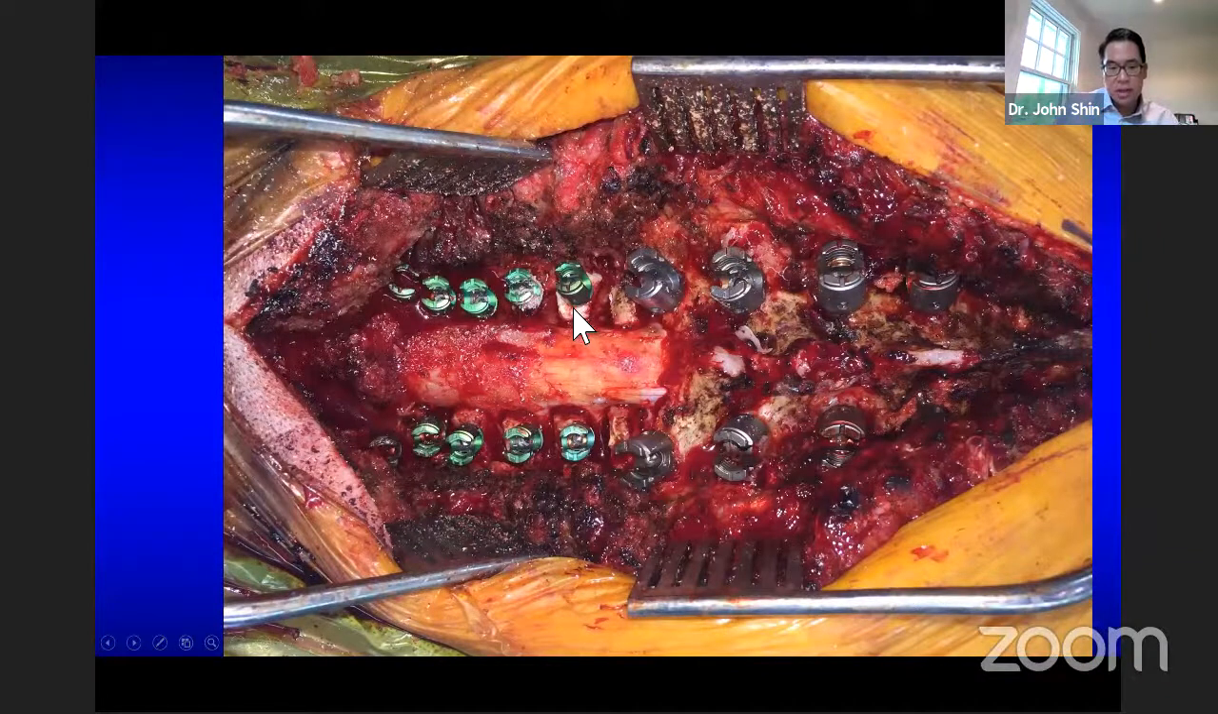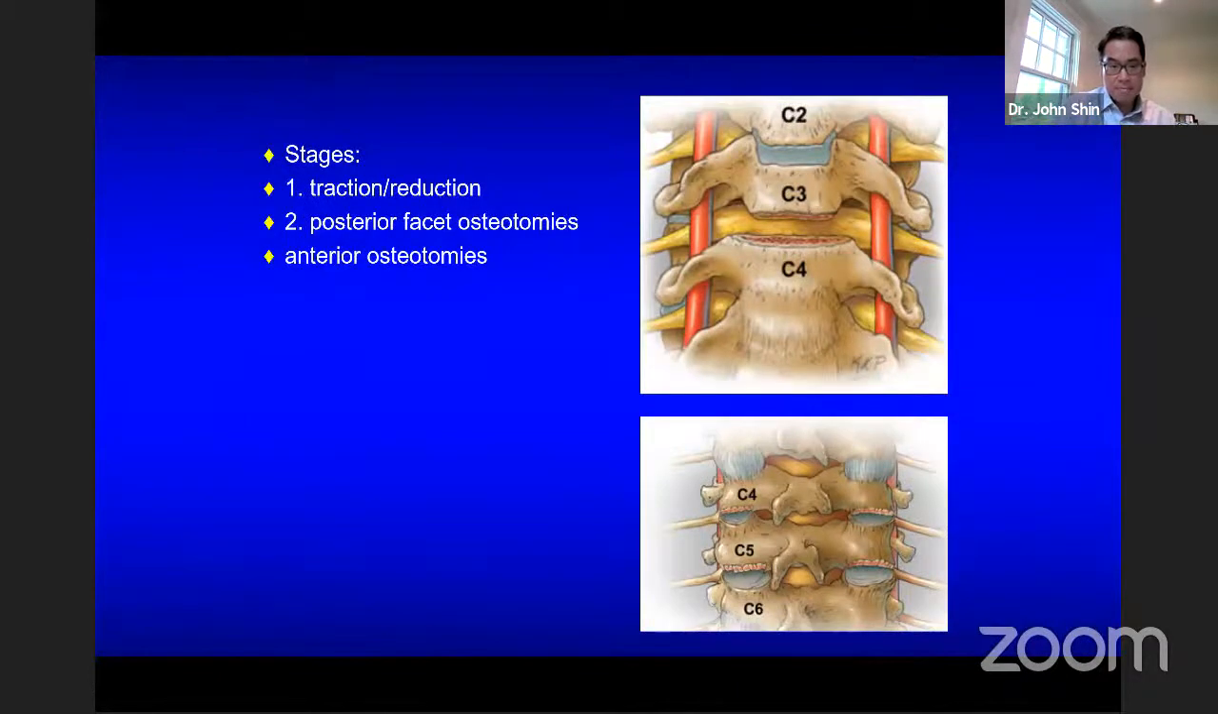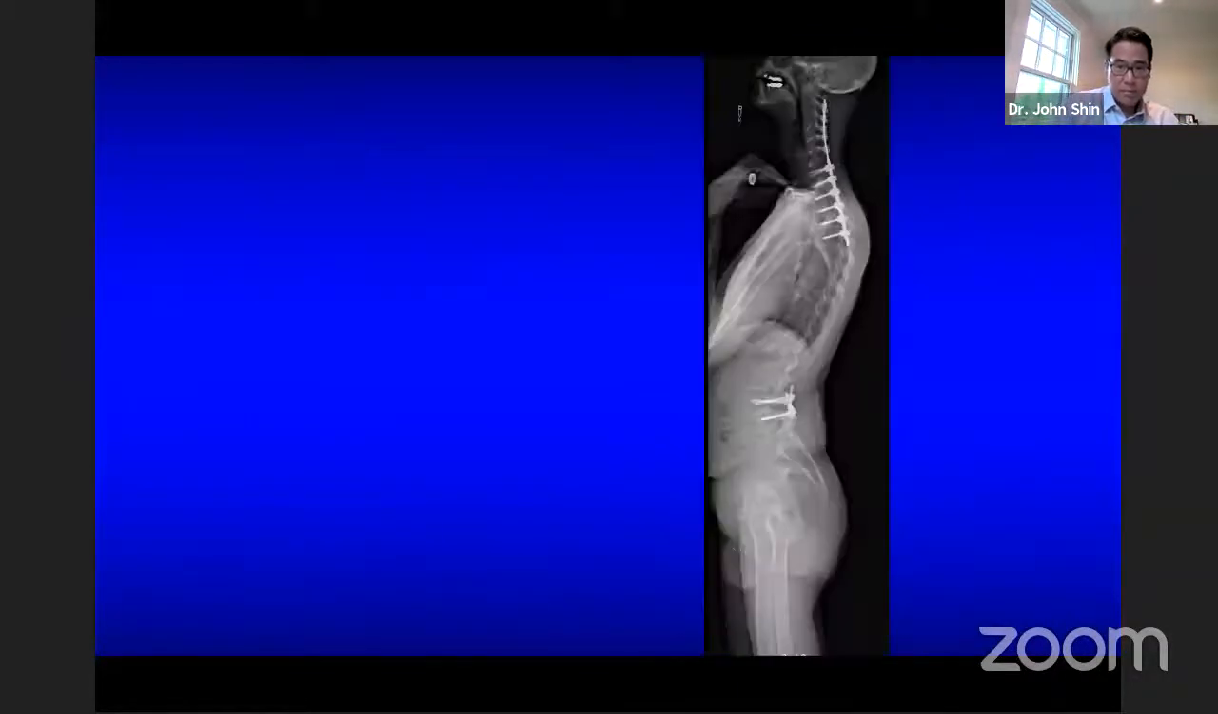You can see what that looks like, right? And then release that enough. And then we'll close this, go through the front, multi-level ACD, then go into the back, lock in the rods, compress against the rods to maximize lordosis, and finish it. And again, that was the technique: posterior, anterior, and then posterior.